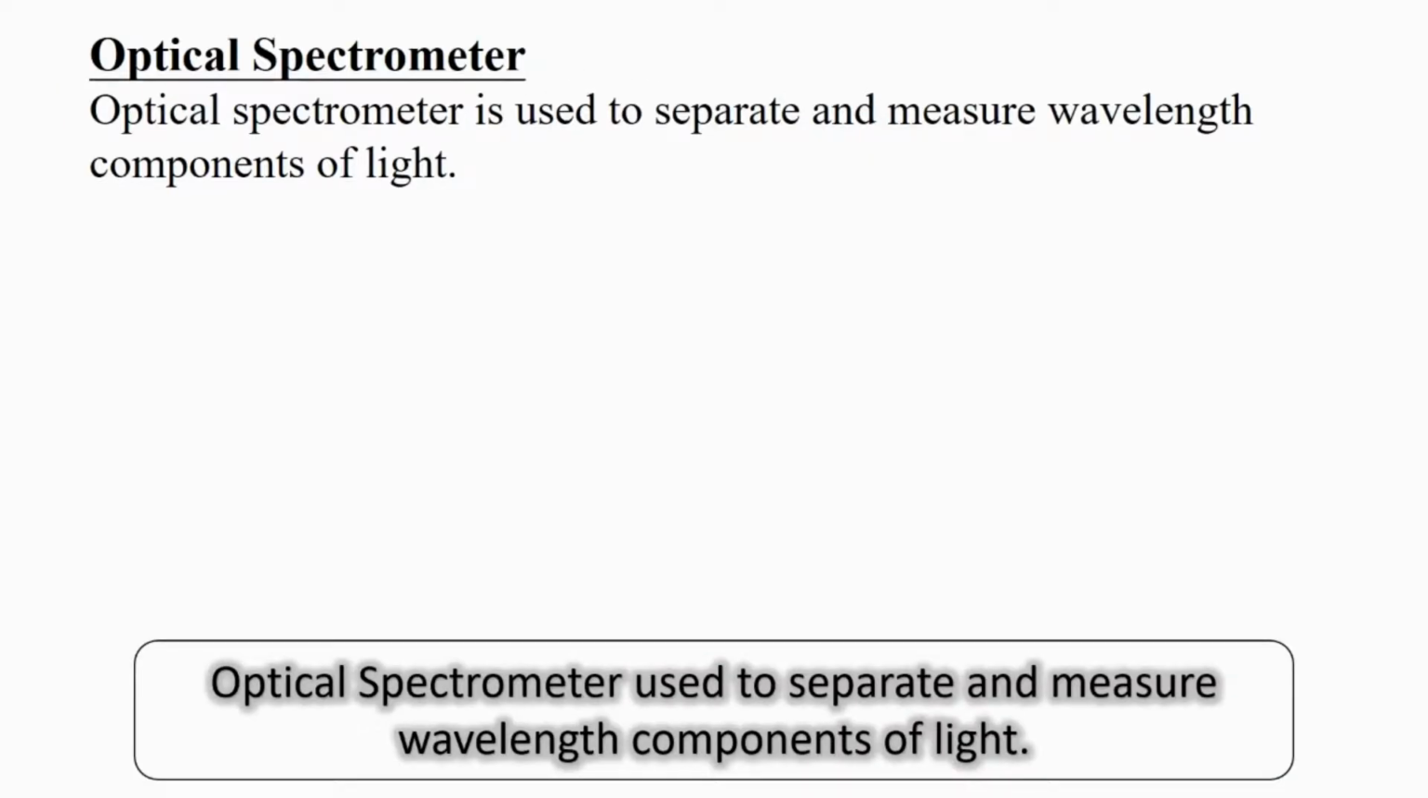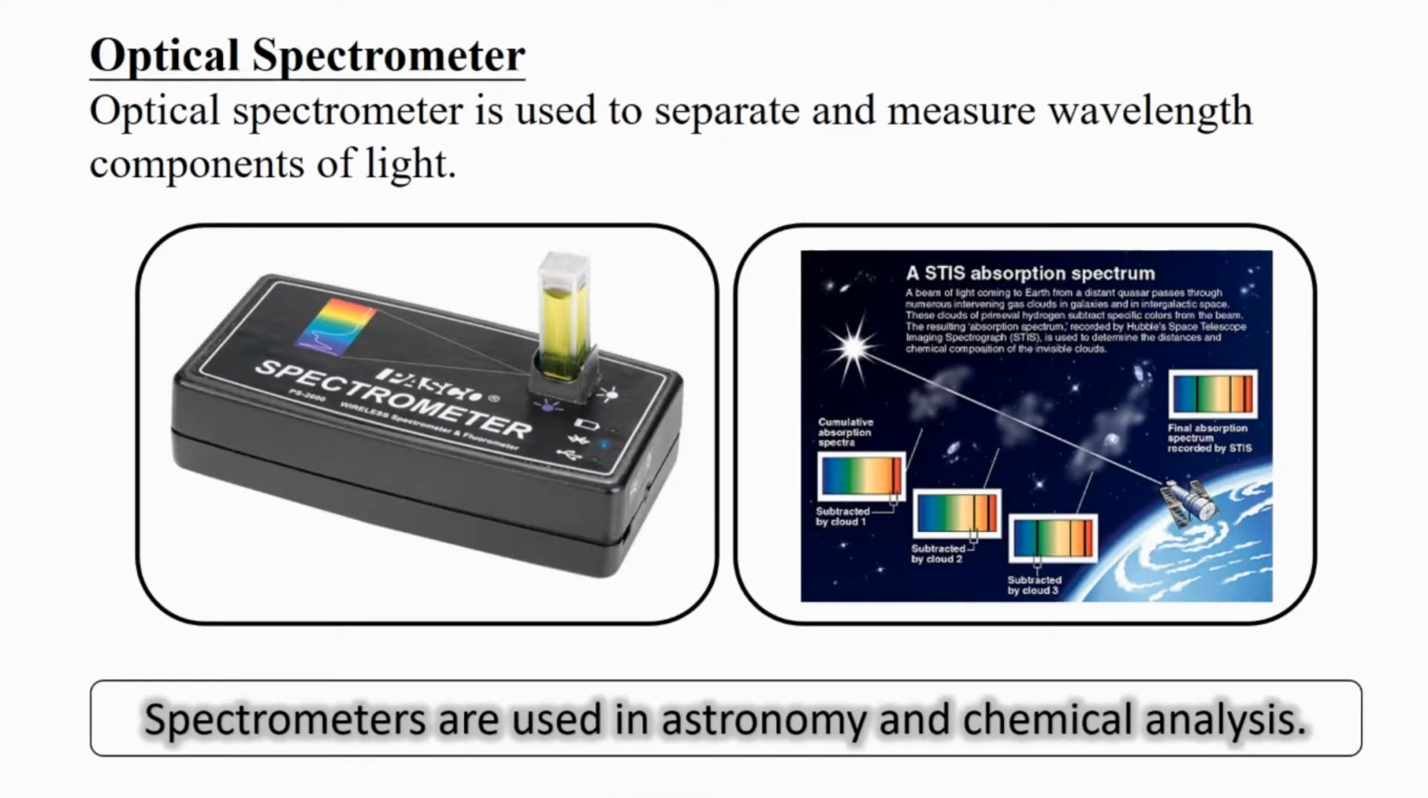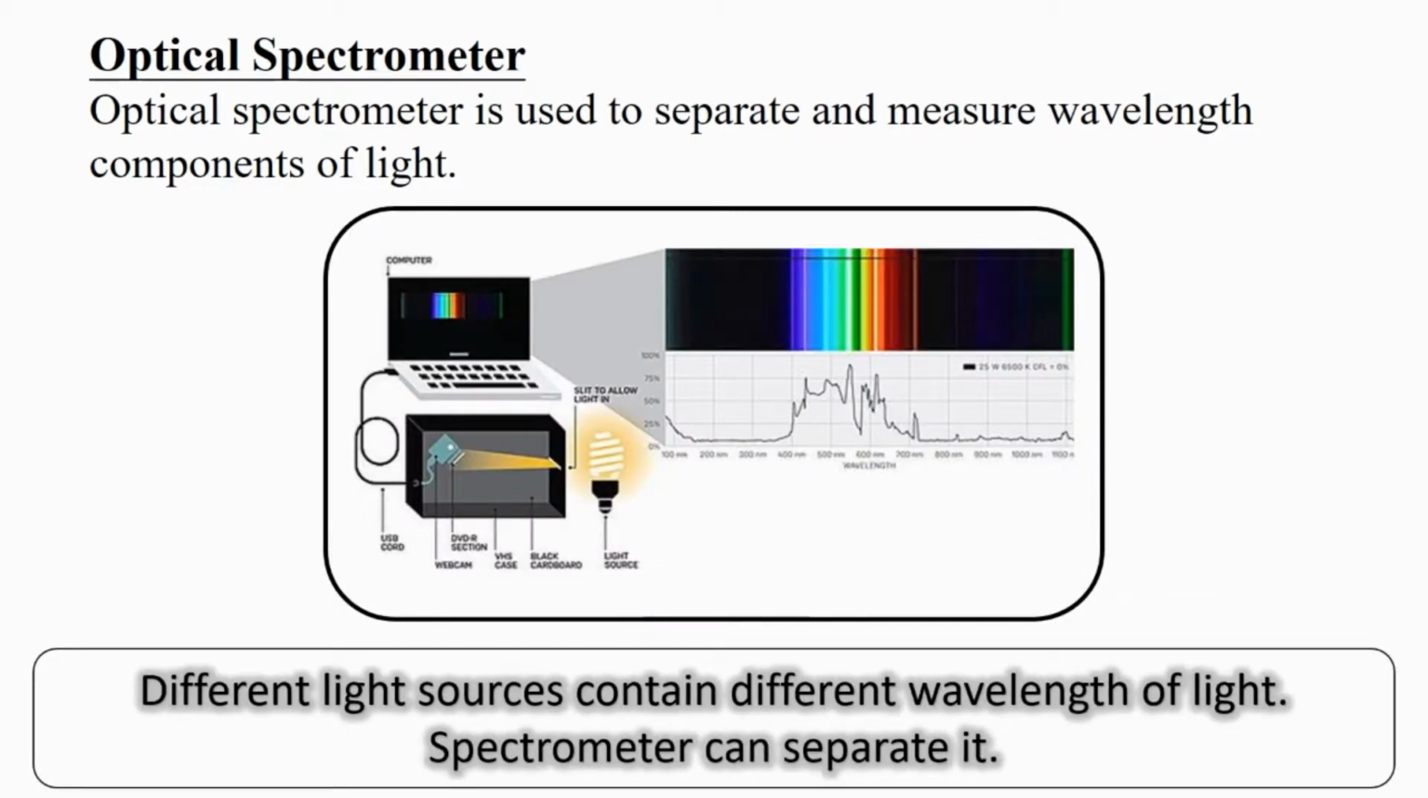An optical spectrometer is used to separate and measure the wavelength components of light. Spectrometers are used in astronomy and chemical analysis. Different light sources contain different wavelengths of light. A spectrometer can separate them.